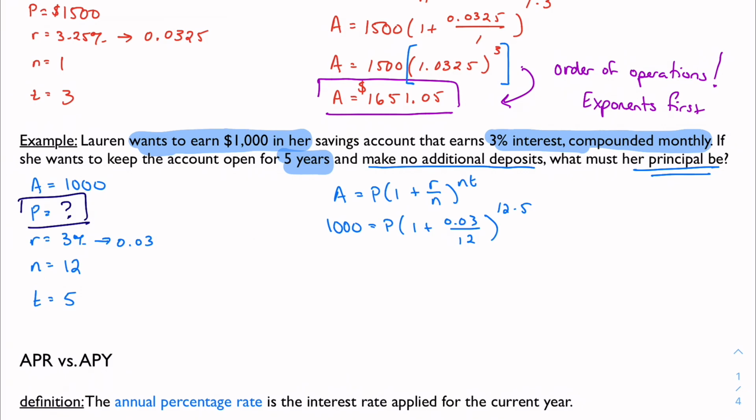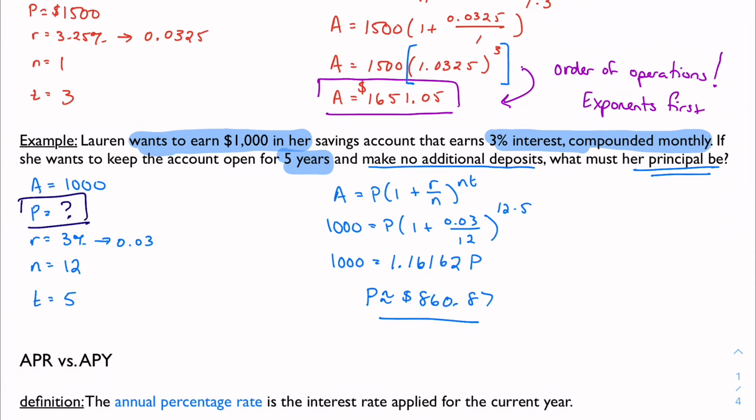So now we need to do some simplification. I have 1,000 equals 1 plus 0.03 over 12, to the 12 times 5, which is 60. So we're at about 1.16162 p. And my last step would just be to divide. And I get a principal of approximately 860.87. And if she really wants to reach her goal, maybe she would round up to 861 to make sure she makes that $1,000 goal. But in this class, 860.87 is good enough for me.